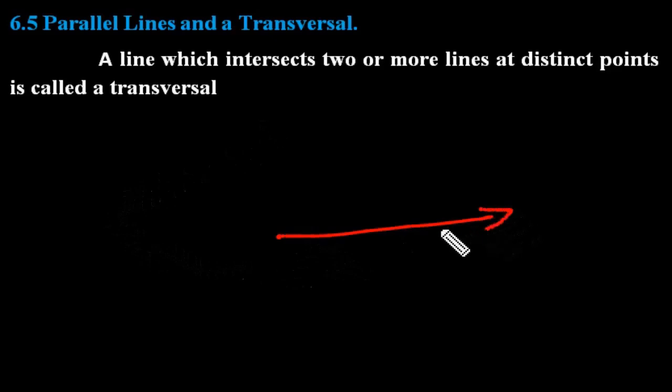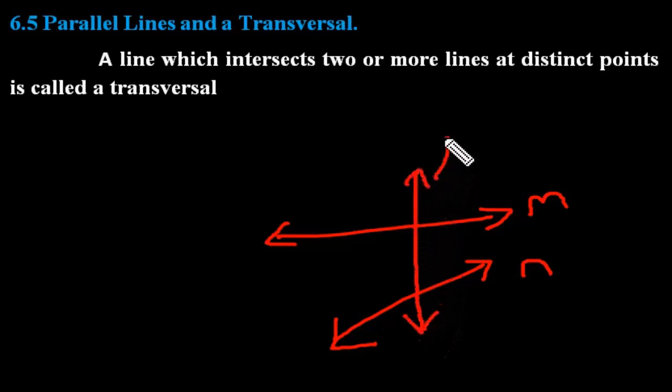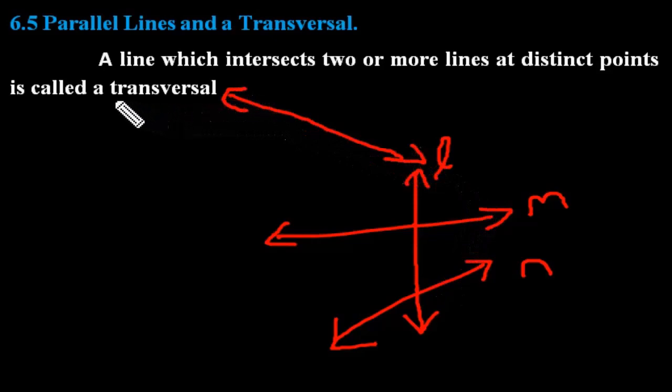This is the first line, I am naming it M, and I have one more line, the second line, which I name N. There is a third line which is going to intersect these two lines. The third line we have taken as L. The line L intersects the line M and the line N at different points. This is another point, this is another point. So this line L is called a transversal line.